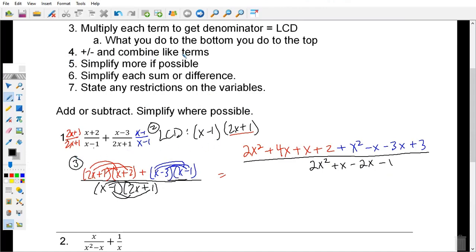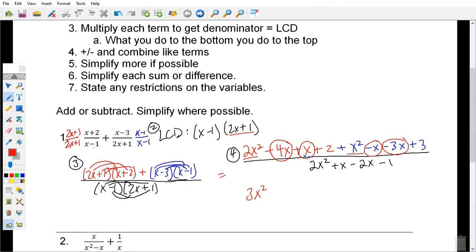Now it's time to combine like terms. Add and combine like terms, right? So now we're on step 4 of adding and combining like terms. So I have 2x squared and 1x squared. What is that going to make? 3x squared. I have 4x, 1x, -1x, and -3x.